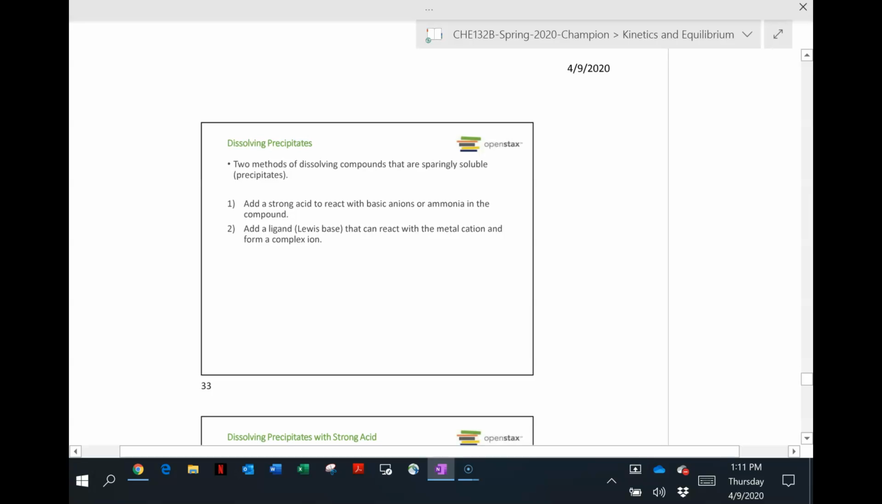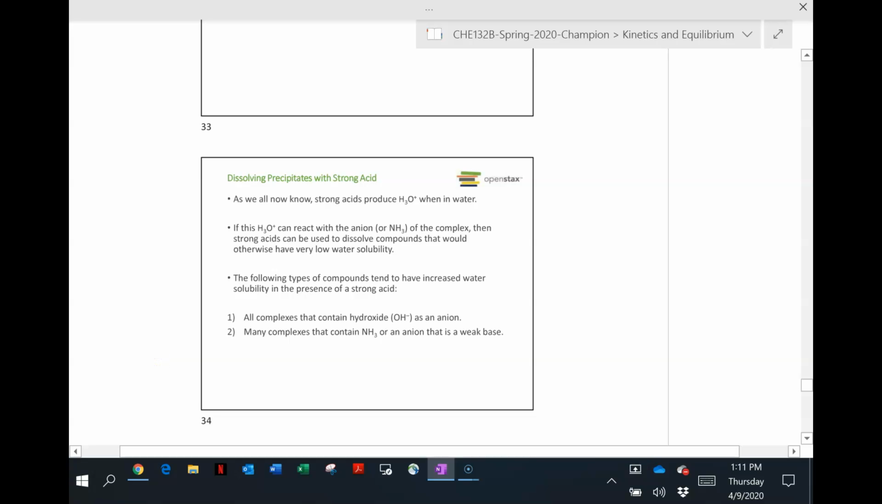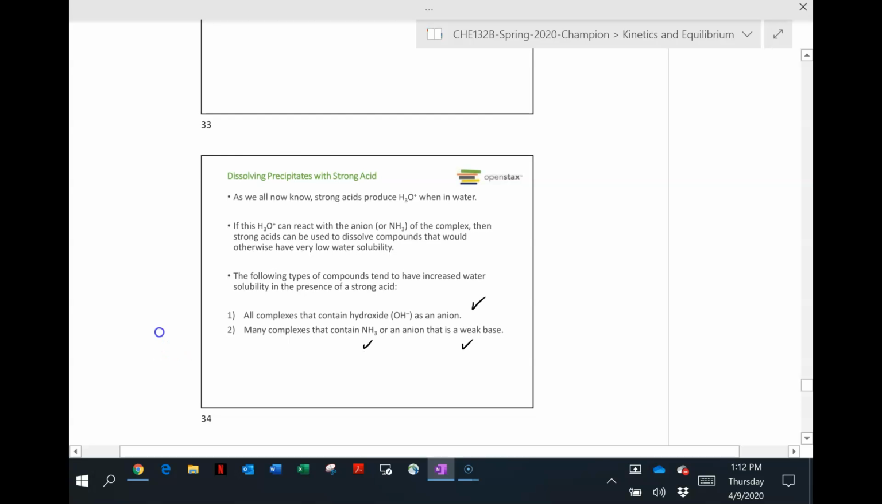Frequently we can dissolve some precipitates if something has an anion of a hydroxide or, say, a carbonate, or ammonia is present. Those will react with acids and dissolve. In some cases, we can use a Lewis base, and we're not going to deal with that much. But sometimes we can form a complex ion. So there are ways that we can dissolve precipitates using these KSP ideas. So again, things that have hydroxide, things that have ammonia, or any other kind of weak base can be dissolved with strong acid.